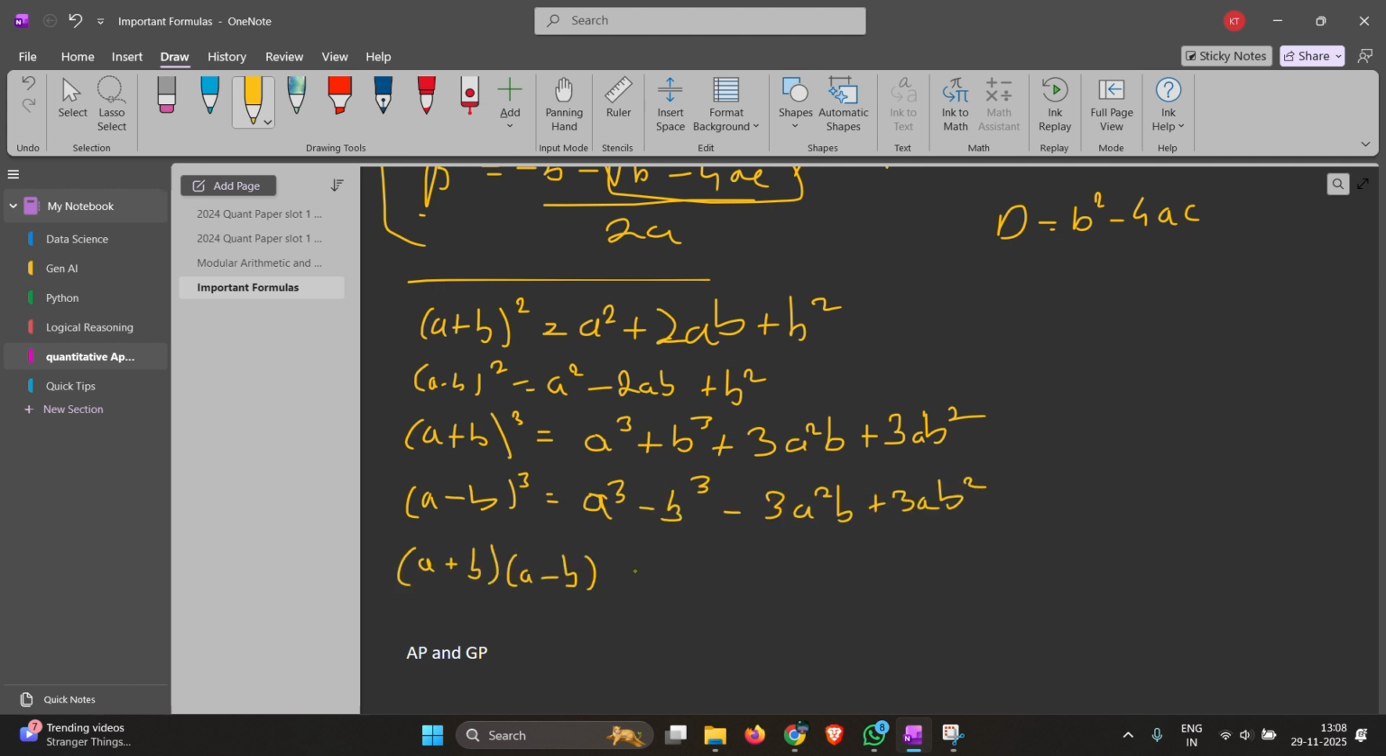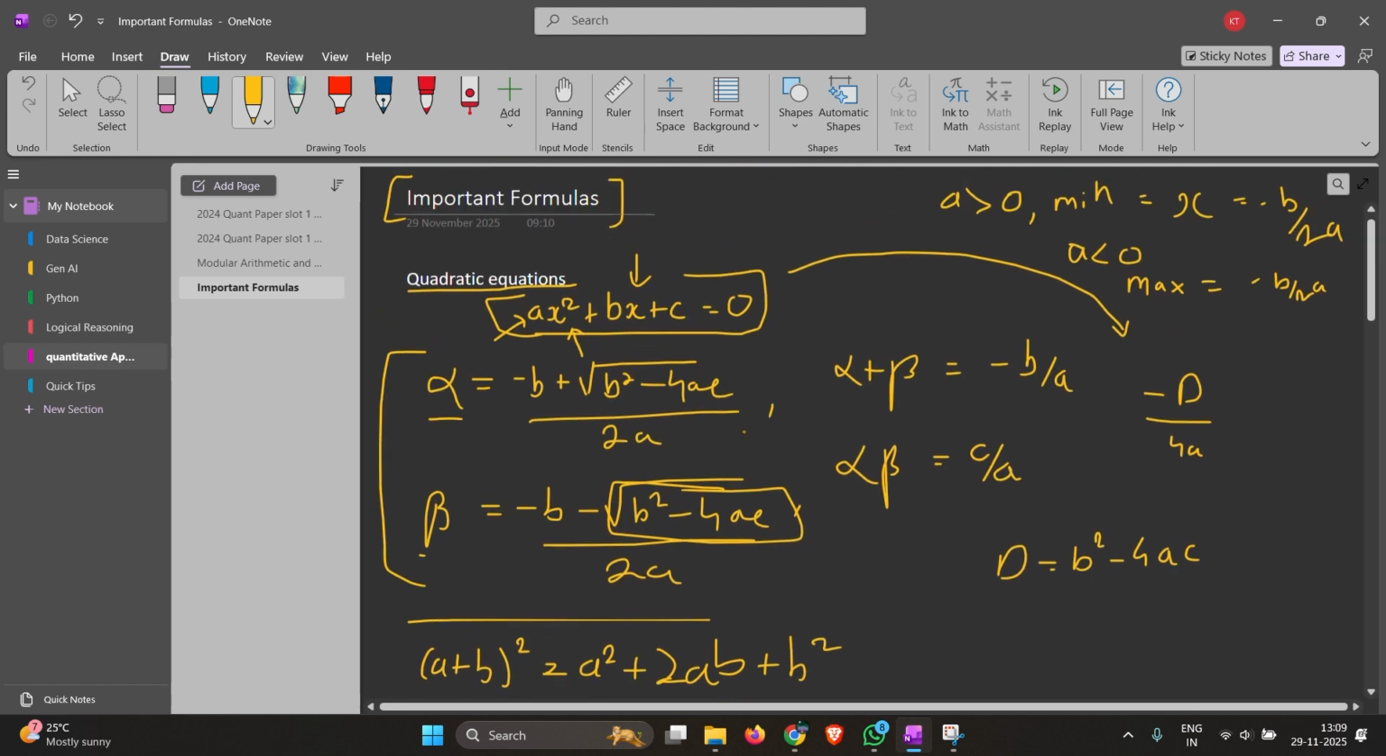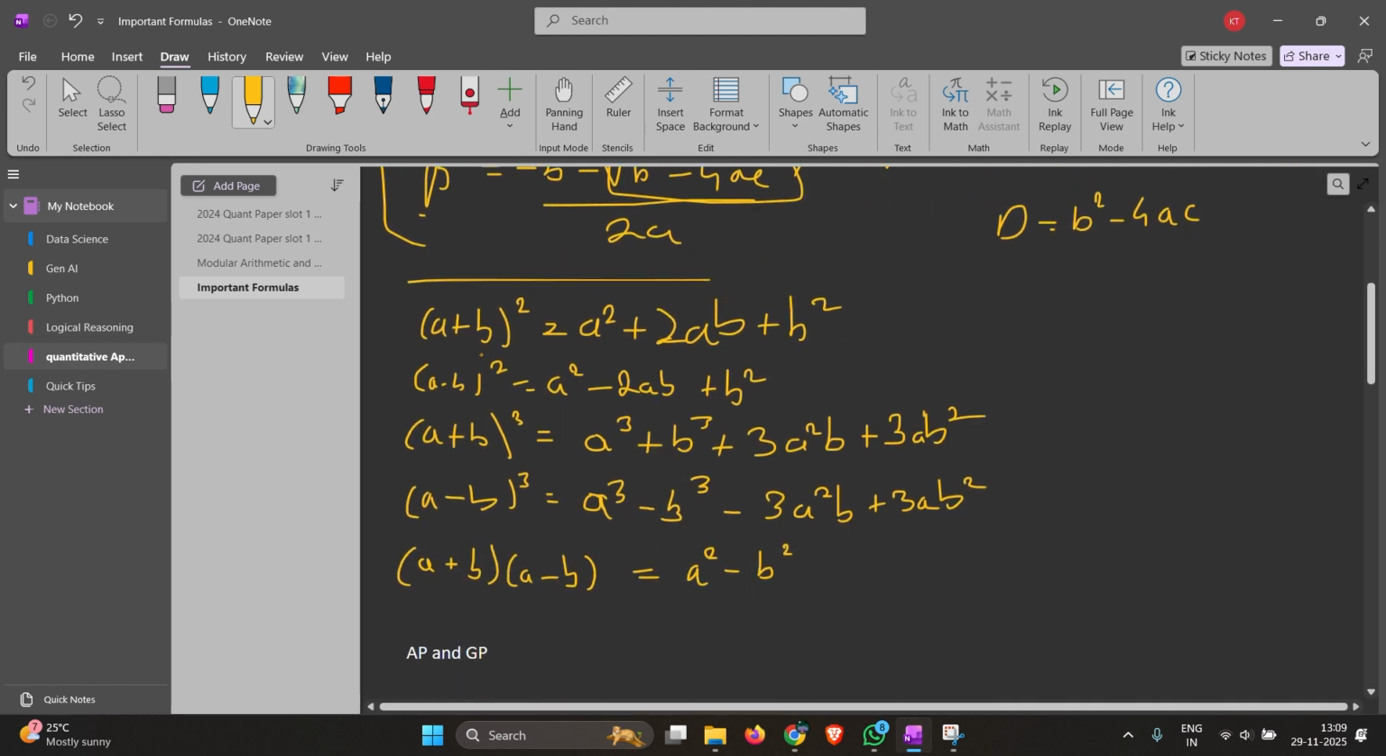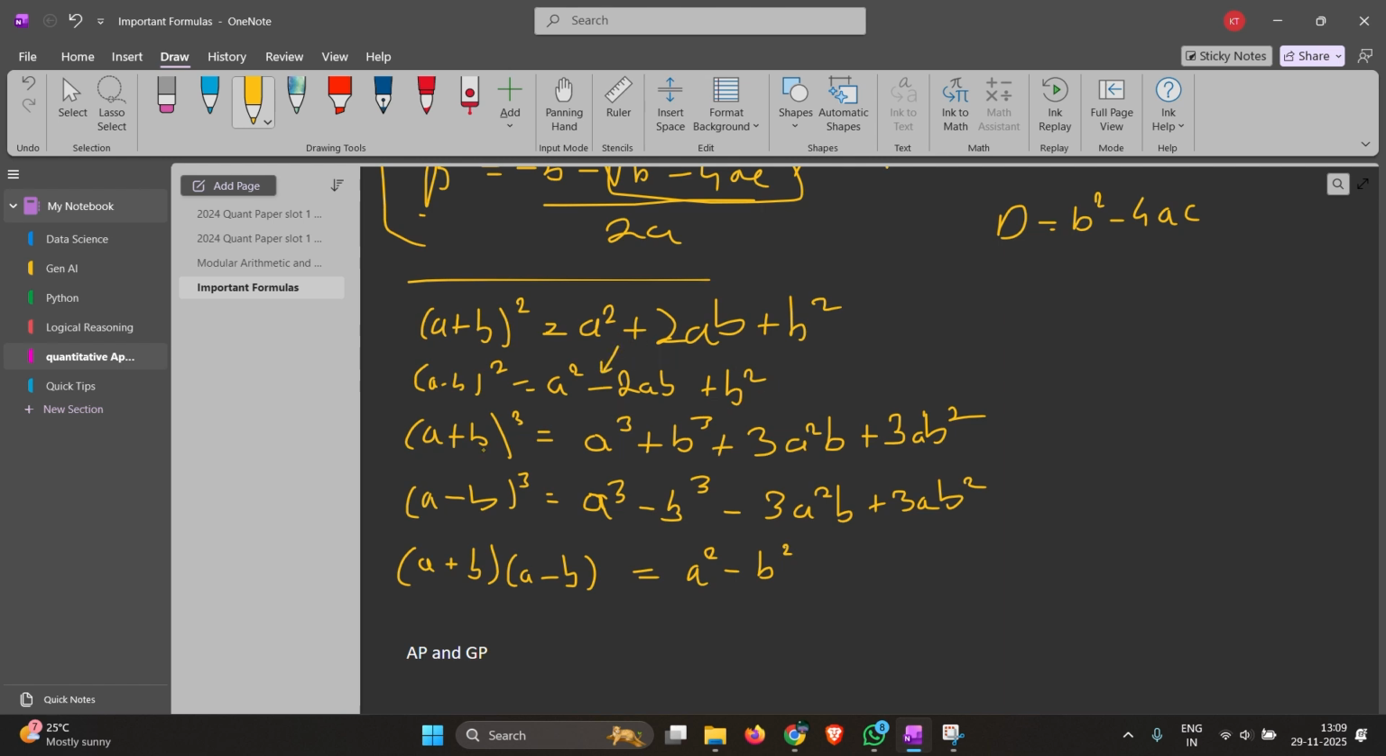Okay, so these are some identities that you should remember to be able to solve a lot of questions regarding quadratic equations. We have a plus b whole squared equals a squared plus 2ab plus b square. A minus b whole squared is a square minus 2ab plus b square. So just this sign changes to minus.